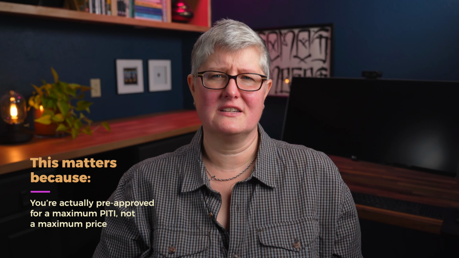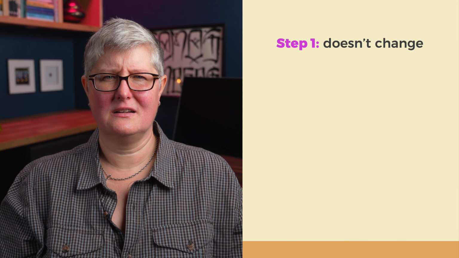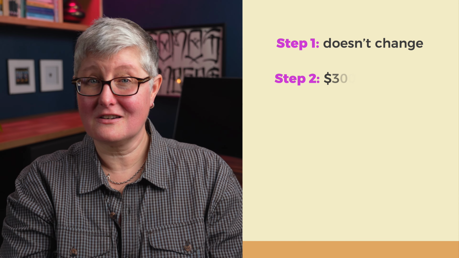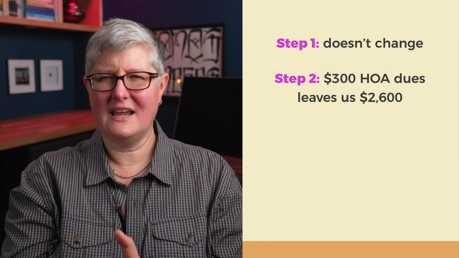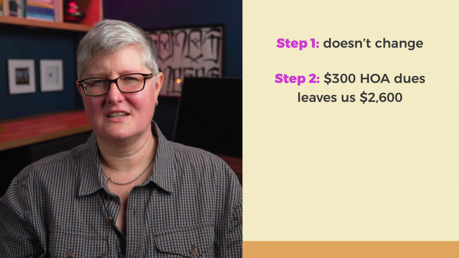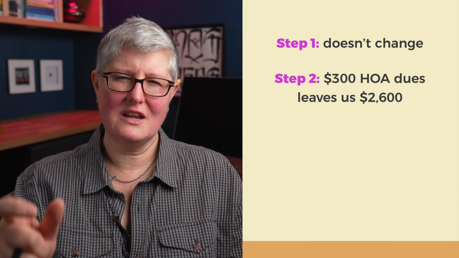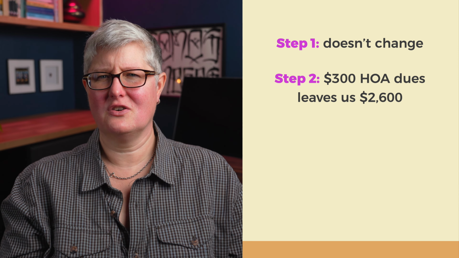So step one doesn't change. We're still aiming for a $3,500 PITI. Step two still starts at $3,500, but now in addition to taking away $500 for taxes and $100 for insurance, we need to deduct $300 for HOA dues. And that leaves us with $2,600 for principal and interest.